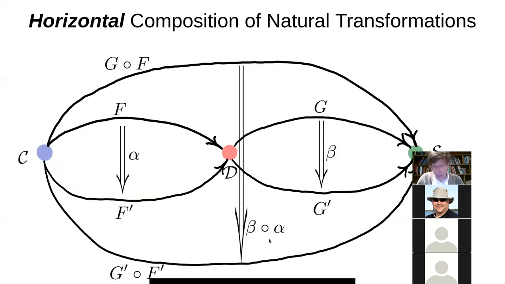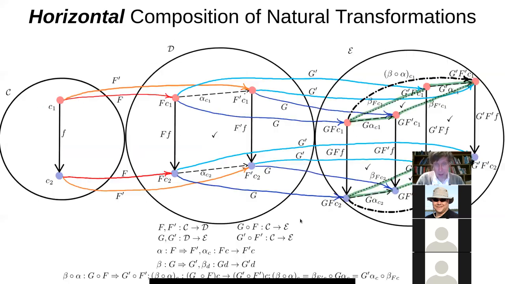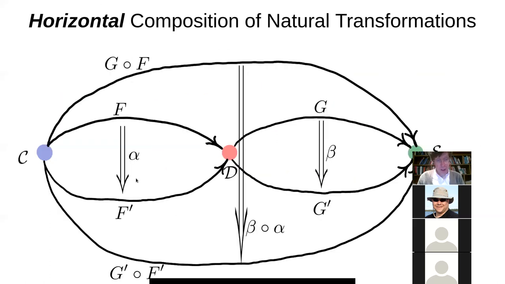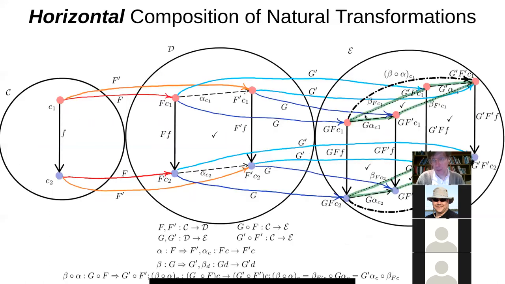That's what the components of beta horizontally composed with alpha are. It's the component for C1. It's going to map from this guy, GF C1, to GF prime C1. And same thing for C2. That's what this one is. So this is the component of beta horizontally composed with alpha at C1. That's the C1 component. Its job in life is to say how GF handles things, to go from how GF handles things to how G prime F prime handles things. Okay, that's what that is. It's the Rosetta Stone. It translates from how GF handles things to how G prime F prime handles things. And there's one of those for each of these C1s and C2s here.